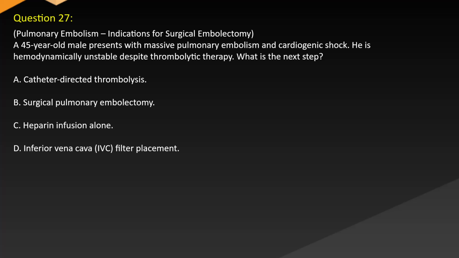Question 27. Pulmonary embolism. Indications for surgical embolectomy. A 45-year-old male presents with massive pulmonary embolism and cardiogenic shock. He is hemodynamically unstable despite thrombolytic therapy. What is the next step? A. Catheter-directed thrombolysis. B. Surgical pulmonary embolectomy. C. Heparin infusion alone. D. Inferior vena cava (IVC) filter placement.